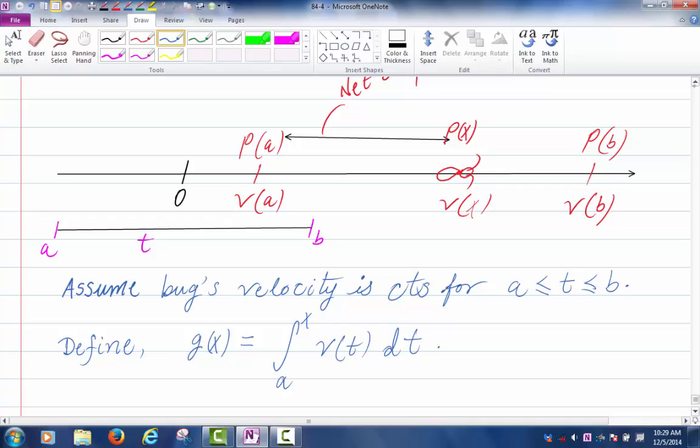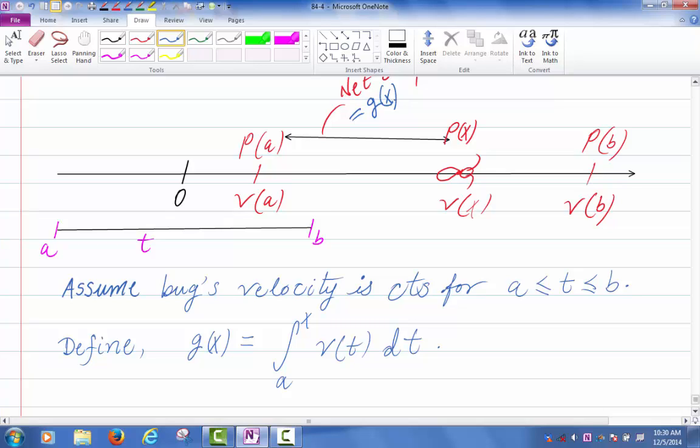Suppose I know P of A, I know the position at time A, because A is given, let's say. And I know the net displacement, that's exactly g of x, right? G of x is the net displacement from A to x. So given that I know g of x, given that I know p of A, what's the position function? What's the position at time x?